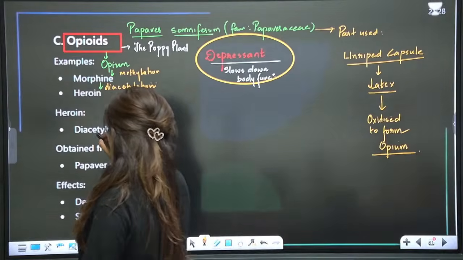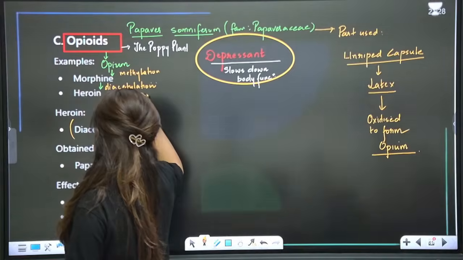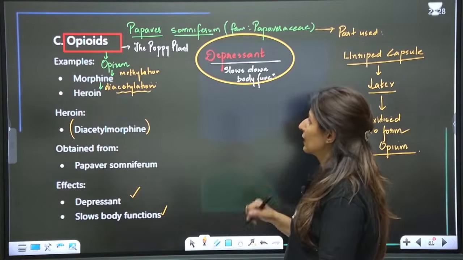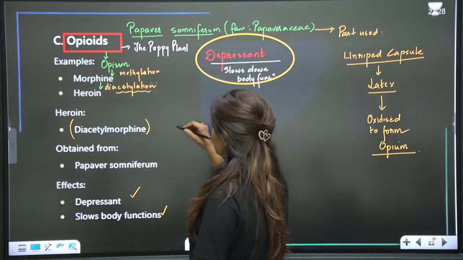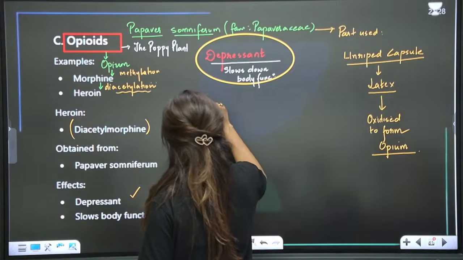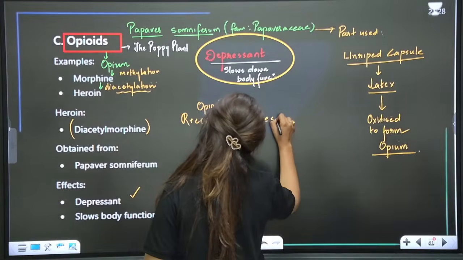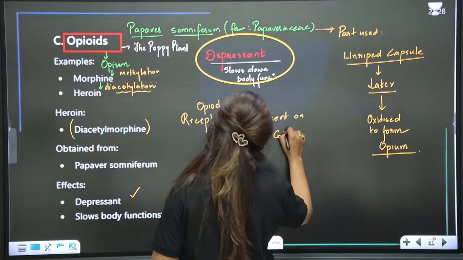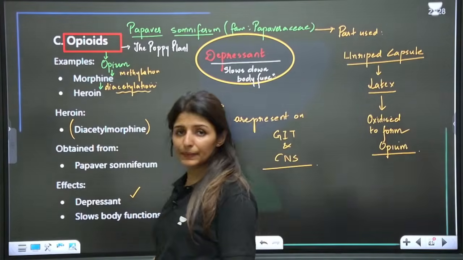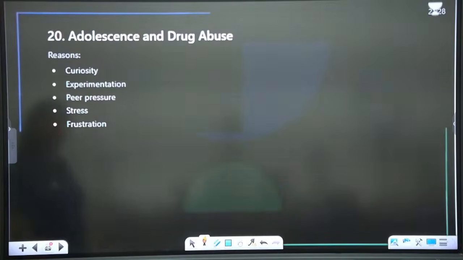Clear? So this is diacetyl morphine, that is why, because it is formed by diacetylation. Clear? It is a depressant, slows down the body functions, and we already have their receptors. The opioid receptors are present, very important, on the GIT and central nervous system. Is that clear? Is that clear to all? Right, guys? So this is all about opioids that you should know.